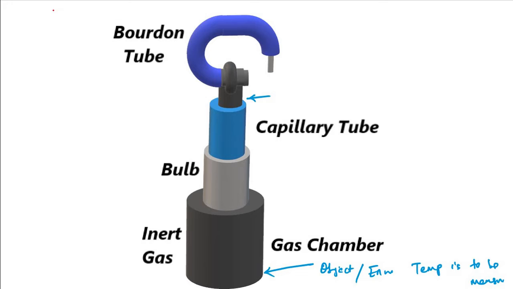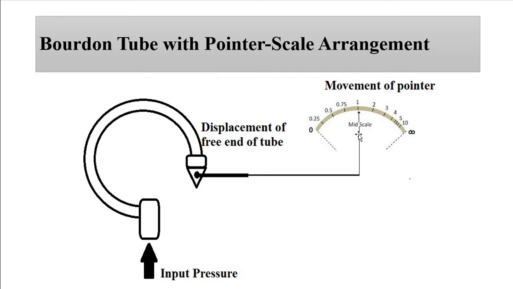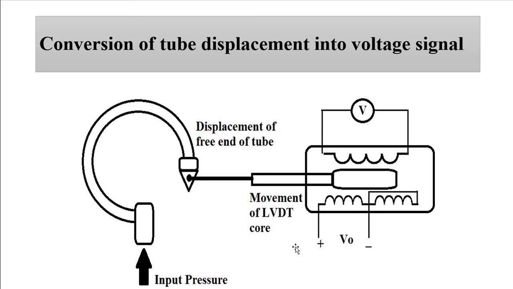circular or oval shaped portion along with the rod, that elongates, tries to move, and that angular displacement is converted either through a pointer scale arrangement, which is properly calibrated in terms of Kelvin or degree Celsius, or it is converted into an electrical signal through a secondary transducer like an LVDT, a capacitive sensing element, a potentiometer, or an inductive sensing element.